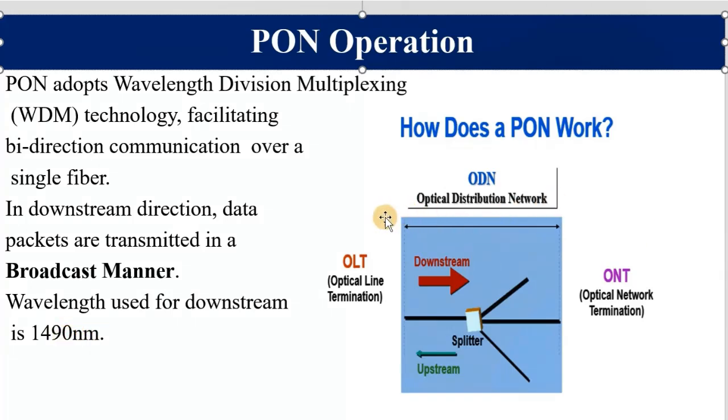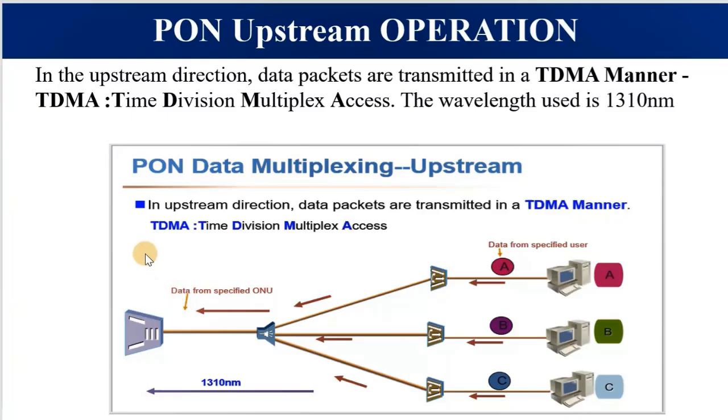So that's the ODN. ODN does not include the OLT, and neither does it include the ONT, but PON includes these. It stretches from the OLT to the ONT in the downstream direction. Let's have a look at passive optical network operation in the upstream direction.